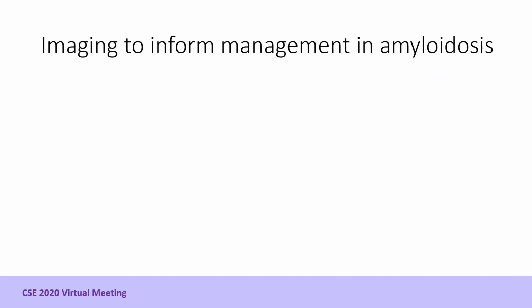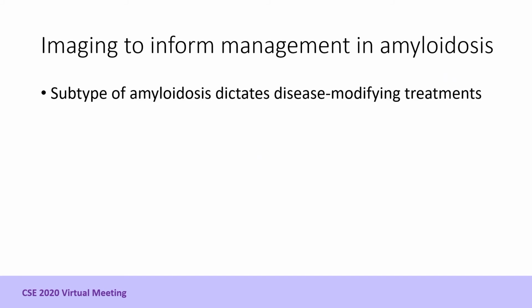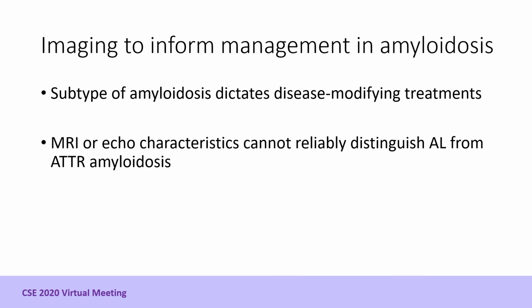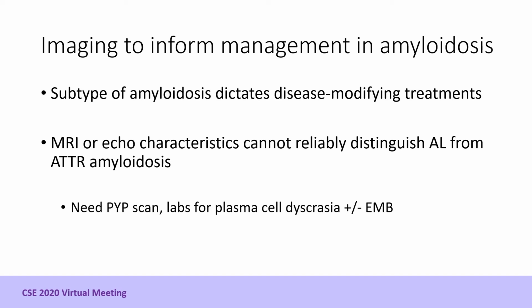When it comes to informing management in cardiac amyloidosis, we recognize that the subtype dictates disease-modifying treatments and that MRI and echo cannot reliably distinguish AL from ATTR amyloidosis, so other modalities and investigations are required.